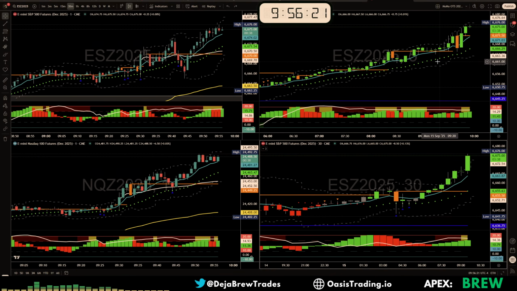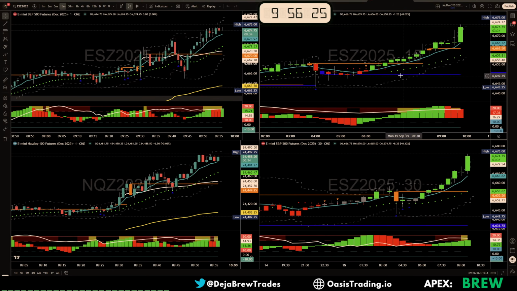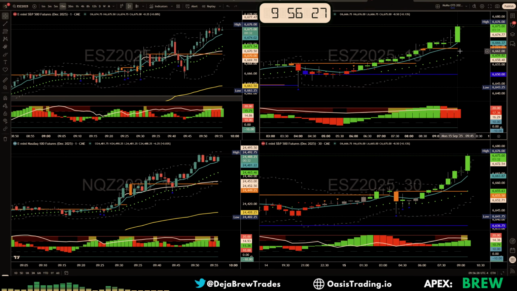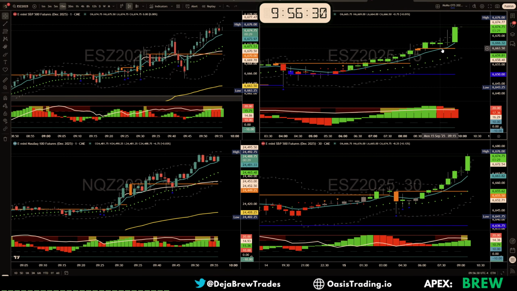You're almost one time framing on the 5-minute, but not quite. What about the 15? Yeah, nearly on the 15. It's kind of hard to see, but the lows are barely being protected.